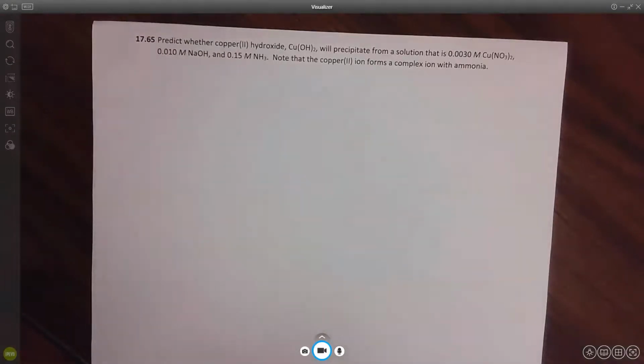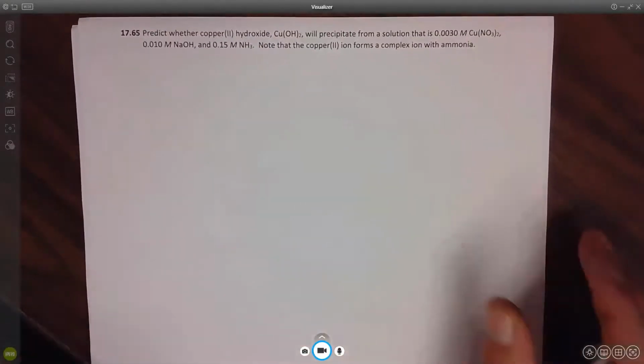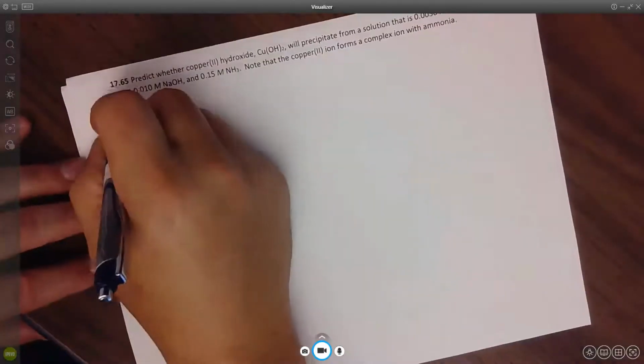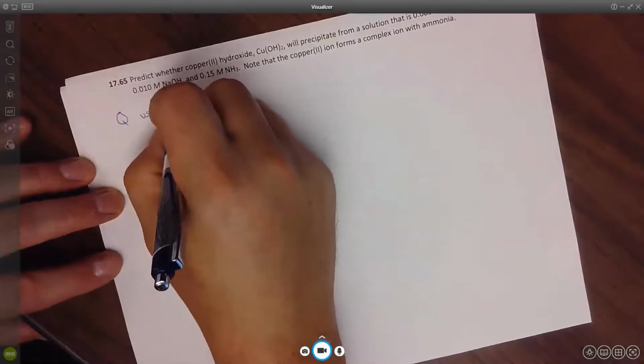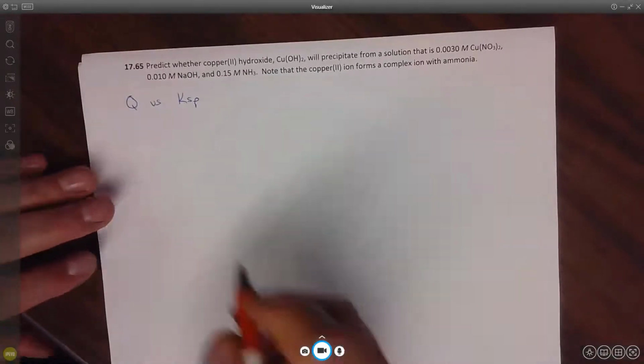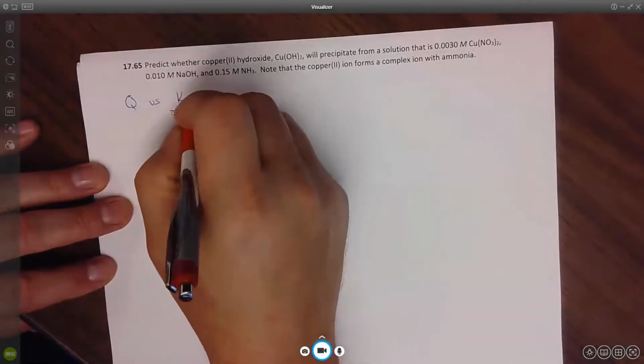Let's deal with the question at hand. It says, predict whether copper 2 hydroxide will precipitate from solution. How do we go about predicting whether or not something is going to precipitate? What would we need to do? You need to use a Q value. And what are we going to do with that Q value? Compare it to the KSP. Yeah, right. So we're going to take Q versus KSP. KSP, not a problem, right? I'm just going to look up the KSP in the book. And so the KSP is going to be 2.2 times 10 to the negative 20.